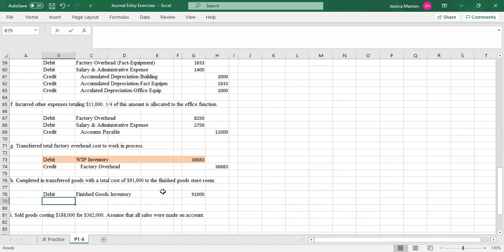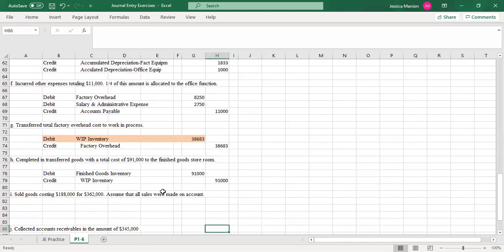91,000. Credit work in process inventory, because again, we're moving it out of work in process into finished goods, and I forgot a 0. Right? So we finished something, so we've moved it out of work in process into finished goods, and now we're going to sell something.